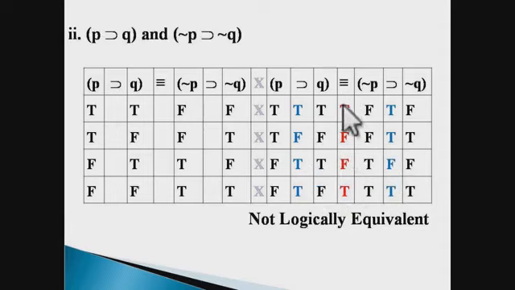When you inspect, you see that they are not all true, so they are not logically equivalent. You have true and false here, which means it's only when they are all true that you say they are logically equivalent. So this is very important.